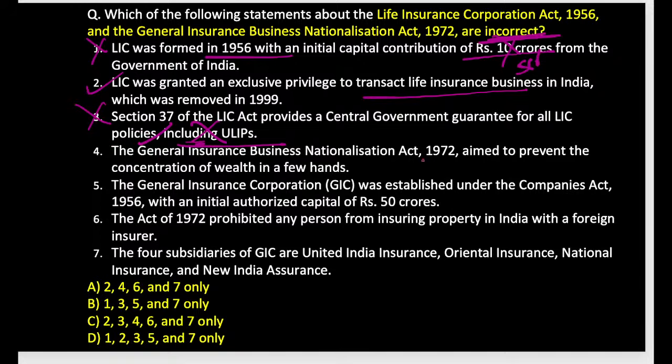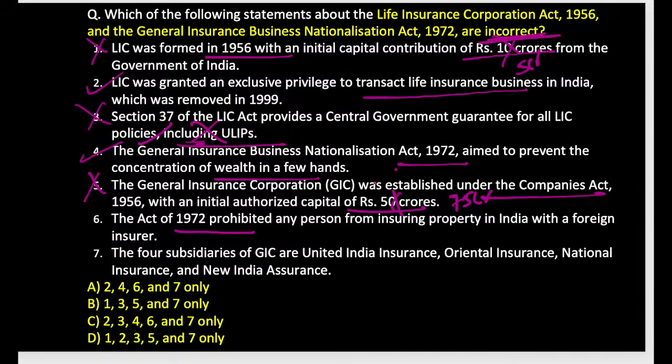The General Insurance Business 72 aim to prevent the concentration of wealth in a few hands. हाँ बिल्कुल सही है अभी. General insurance business, prevent the concentration of wealth in few hands. This is true. The General Insurance Corporation was established under the Companies Act 1956. Authorized capital was 75 crores for this one. This is also wrong.